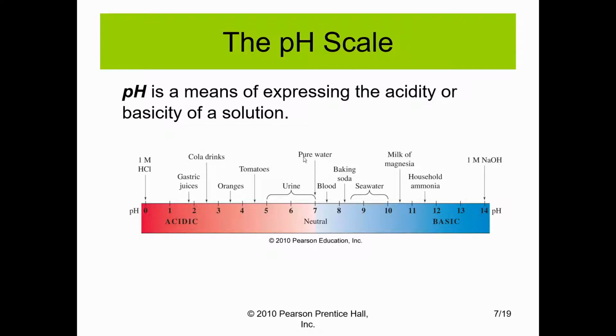We could see, for example, water, which is neutral, has a pH of 7. Oranges and tomatoes, which are slightly acidic, have a pH that ranges from 3.5 to 4.5. And sodium hydroxide, which we know is a strong base, has a pH that is all the way up at 14.